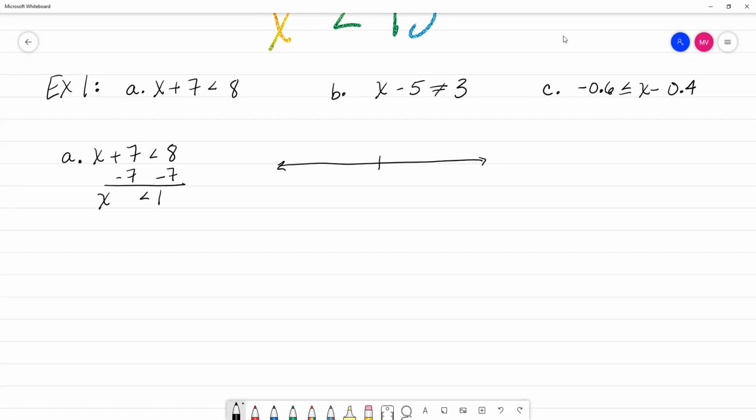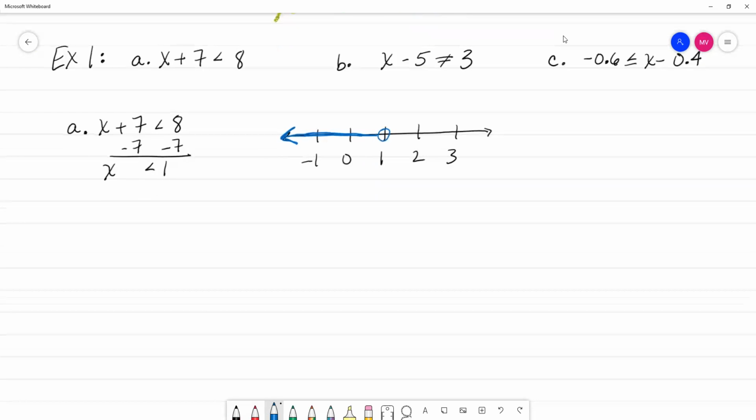X is 1, so that's what I'm going to put in the middle. You don't have to get too fancy. So that's 1, 0, negative 1, 2, 3. I'm starting my number line at 1. Open or closed? Open circle, because it does not include 1, but starts at 1 and then includes everything smaller than 1, or at a lower value.